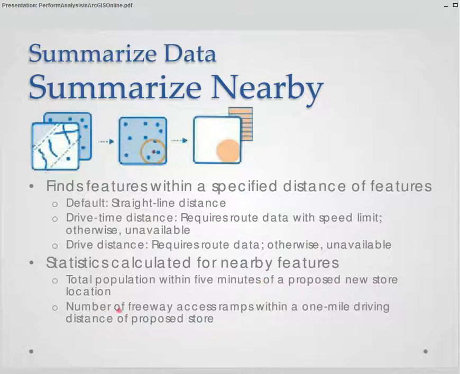Here you're seeing the number of freeway access ramps within a 1 mile driving distance. So again, driving distance, you're going to need a route. Unless you have the time to develop a route layer or you have access to a route layer that has the speed limit, it would behoove you to just stick with the straight line distance.